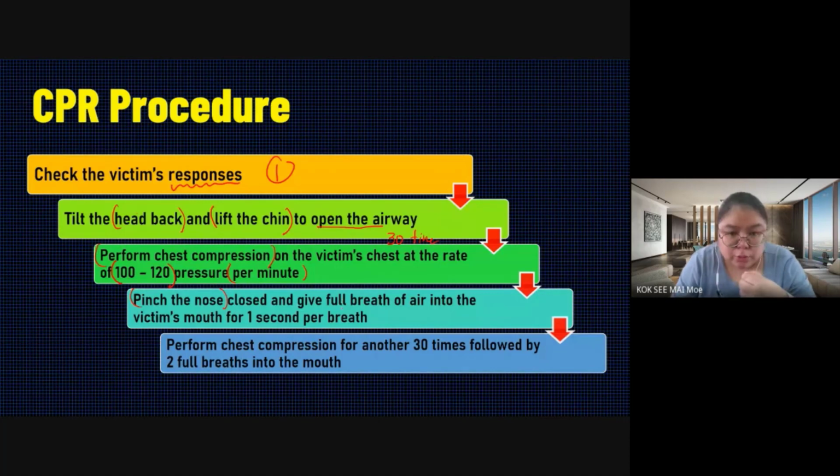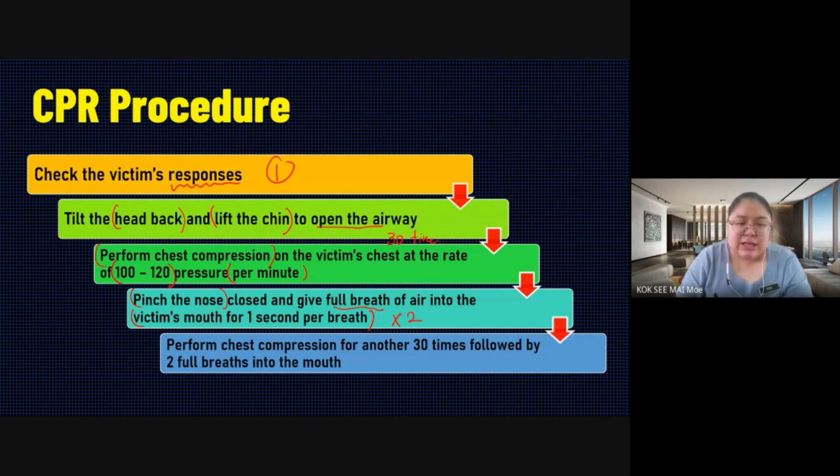Make the nose close. Use your finger to pinch the nose closed, then give a full breath of air into the victim's mouth for 1 second per breath. Okay, 1 second per breath. So you do it twice. Two times. So this is what we call 1 cycle finished.